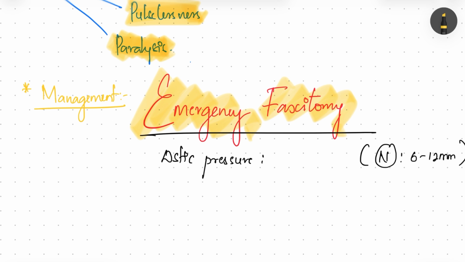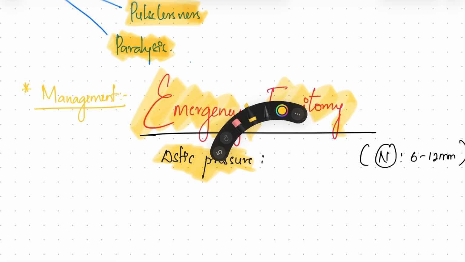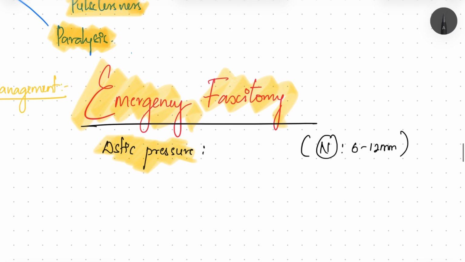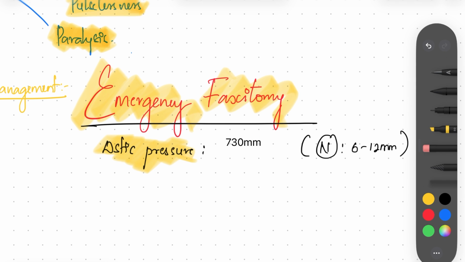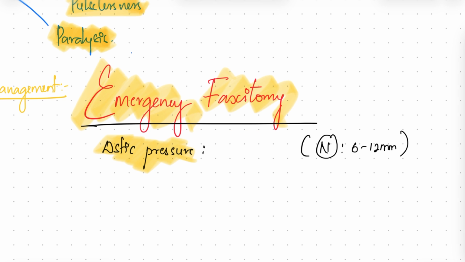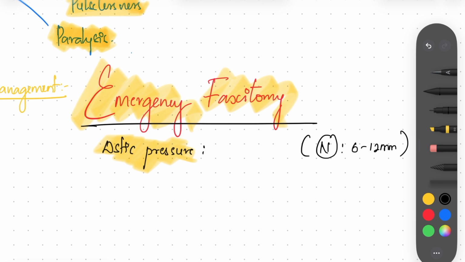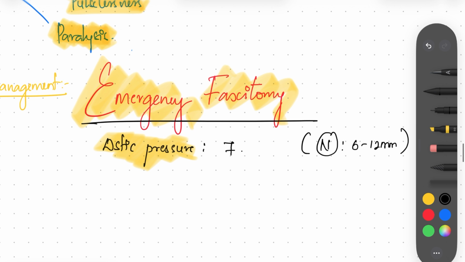And there is one question: what is the diagnostic pressure? Any guesses? Normal will be 6 to 12. So for diagnosis, if you want to say it is compartment syndrome, it should be more than 30 mmHg, right? Sorry, not 730. It's 30, right? Okay, sorry, my mistake.